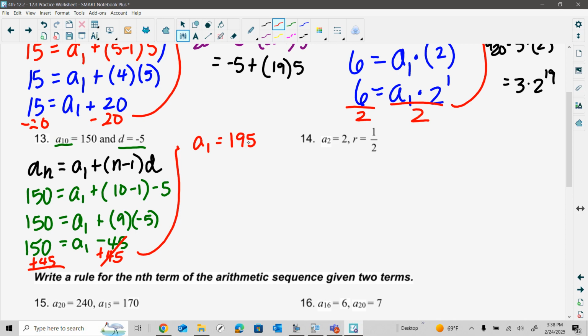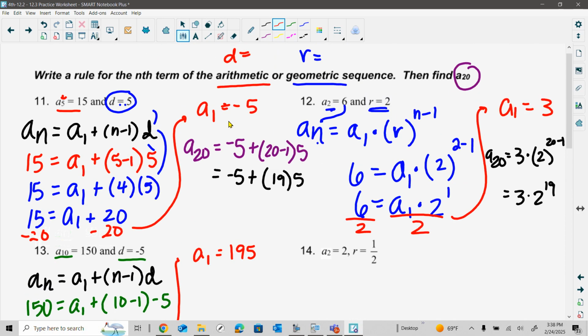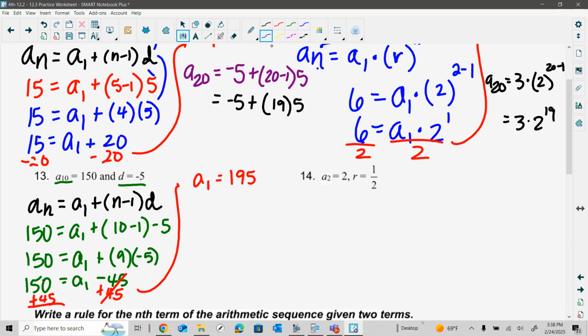So now that I know that, now you have your a sub 1, they want you to find the 20th term. And the way we did that is a sub 20, starting with that first term, 195, plus now we're doing 20 minus 1 times that negative 5. So you're just working it out, okay?